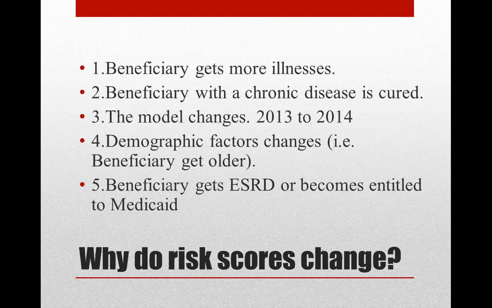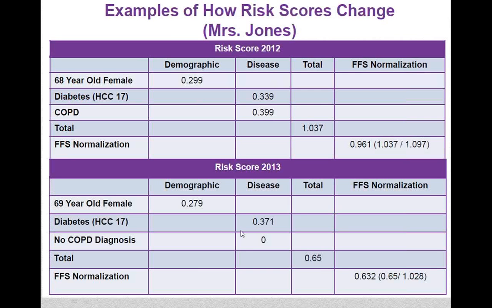So why do these risk scores change? Well, beneficiaries get more illnesses. With chronic diseases, sometimes they're cured. The model changes like it is this year. There's demographic factors that change. Beneficiary gets older, or the beneficiary changes into one of those end-stage renal groups or gets eligible for Medicaid.